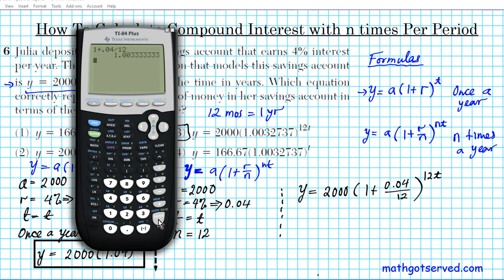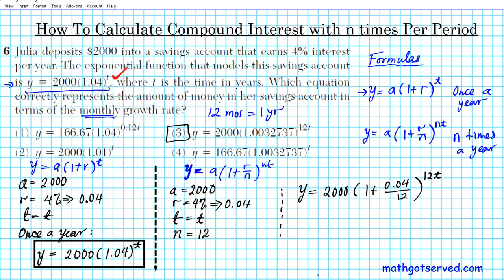Okay, so it's 1.0033, so we can just write it as 1.0033. So it's going to be y equals 2000 times 1.0033 raised to the 12t. And we can clearly see that the answer to number 6 is option number 3. Okay, so this is basically how we use the two formats for an exponential growth model.